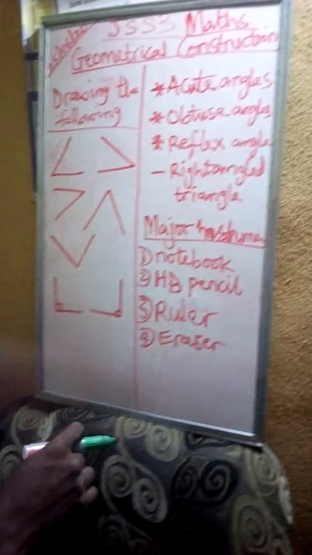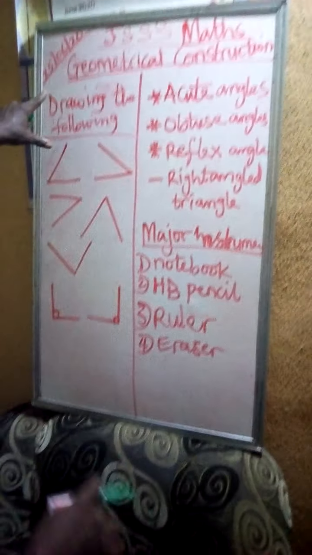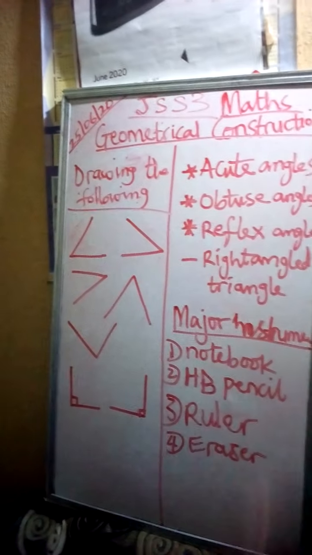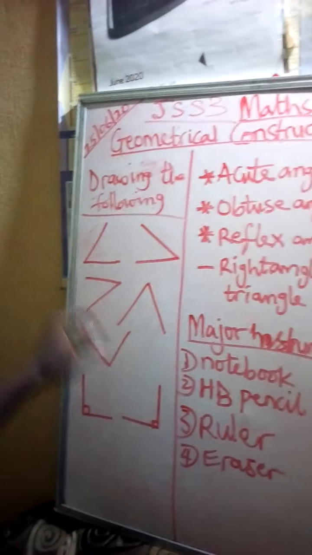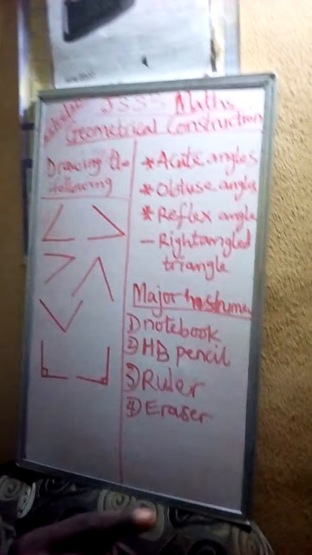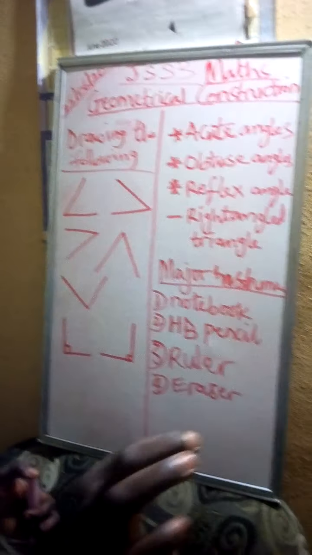Now, after getting everything available, you can move on. Before we go fully into construction, you have to understand the basic things. One of the basic things is having the idea of drawing angles with your pencil.